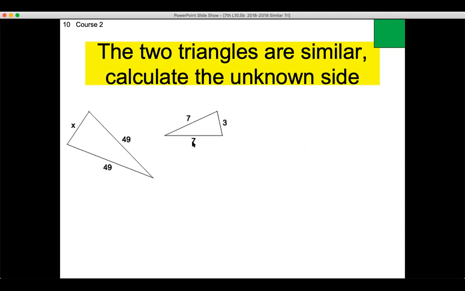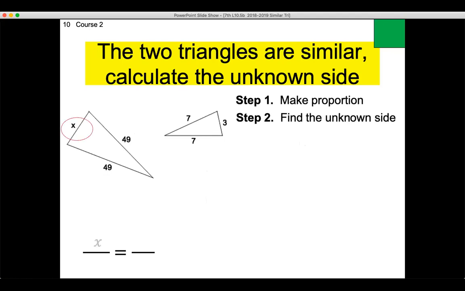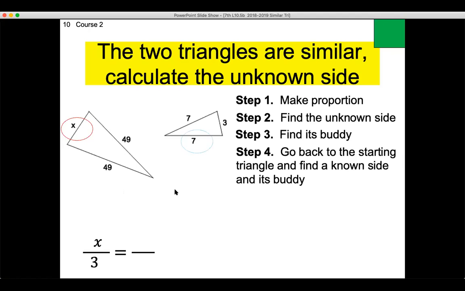Oh, look, they're both isosceles triangles. They both have side lengths of 49, 49, 7, and 7. Okay, so let's make a proportion. X is on the big triangle, so X pairs up with 3. So X goes with 3. I go back to the big triangle. Pick any one. Well, the other two sides are the same, 49. So 49 would match to 7. Big to small triangle, big to small triangle.